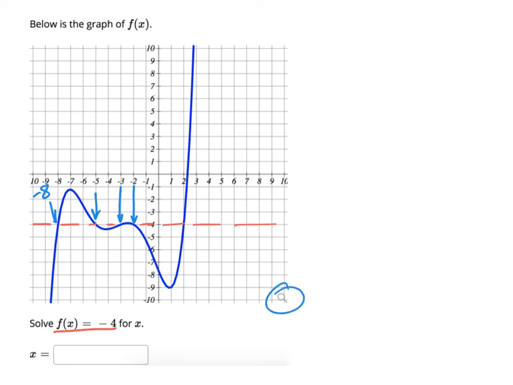You can even zoom in on the graph using the little magnifying glass tool if it's a little bit hard to tell. And then finally, we also will have one more zero here at 2. And so I'd then list those out as my answers. And in this case, that means I happen to list 5 different answers out because we happen to have 5 different points where our curve crosses the line y equals -4.